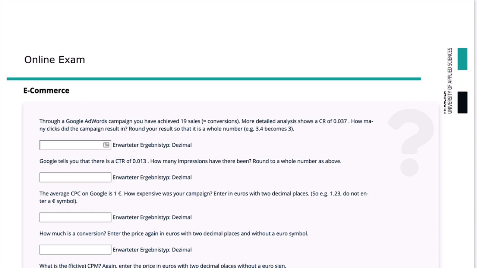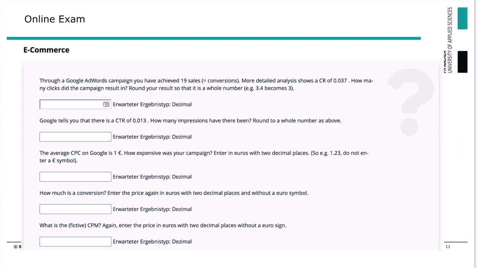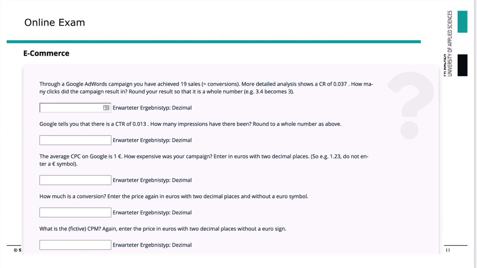Let's have a look at the final exercise. Actually, this is one of our old online exams, and I just would like to show how to fill in these forms, what is special in here. The calculation is quite similar to the ones we have done so far.